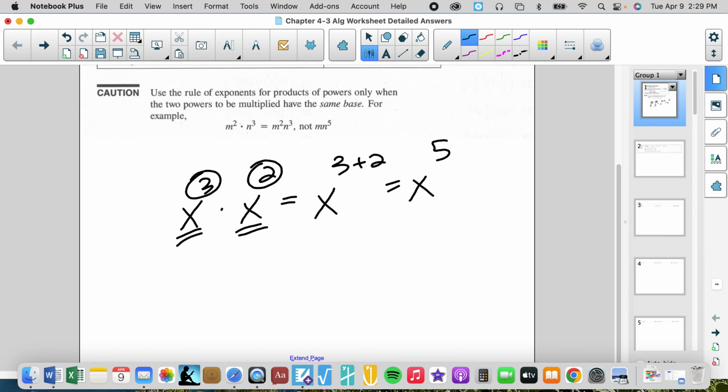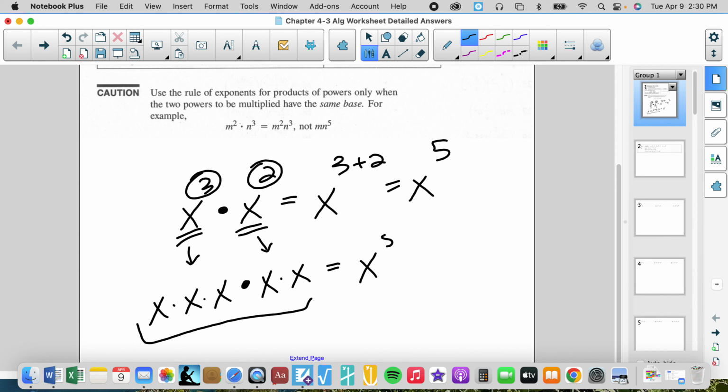If we think about this logically, x to the third is x times x times x times x to the second, which is x times x. So if we had to write this using exponents, that would be x to the fifth. And all we're doing is taking 3 x's multiplying by itself times 2 x's multiplying itself. So if we have 3 times another 2, we have a total of 5. So that's why we add those exponents.